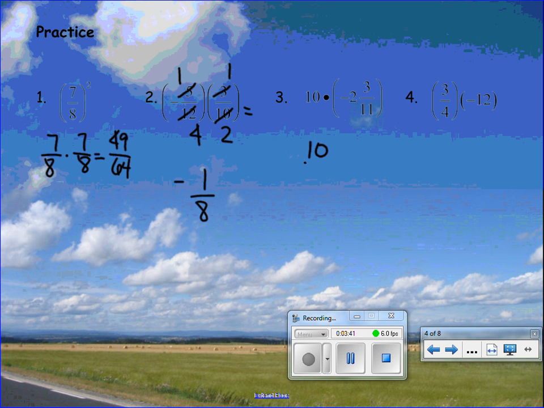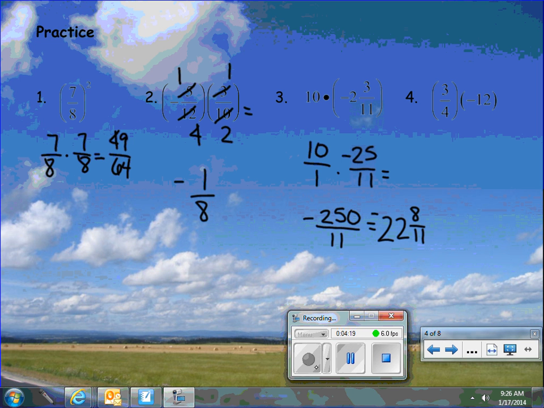Example 3, I'm going to put 10 as an improper fraction. Then we're going to change -2 and 3/11 to an improper fraction. And we're going to see if we can simplify before we multiply. We cannot, so -25 times 10, -250 over 11. Then you have 250 divided by 11. It goes in there 22 times with 8 left over. So our final answer for 3 would be -22 and 8/11.